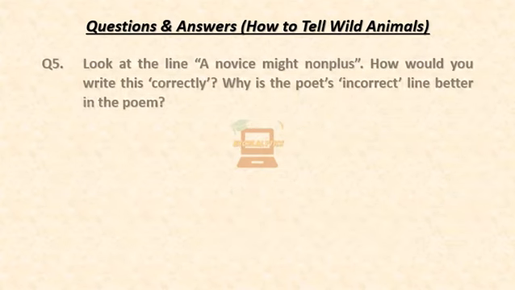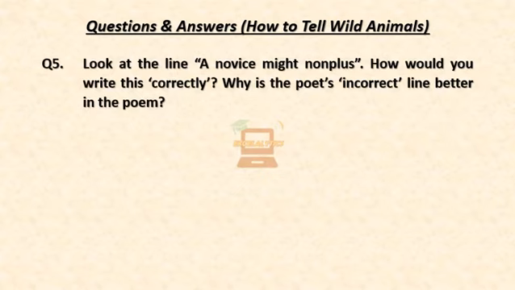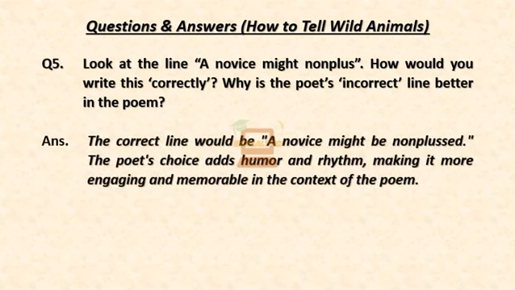Question 5. Look at the line a novice might nonplus. How would you write this correctly? Why is the poet's incorrect line better in the poem? Answer. The correct line would be a novice might be nonplussed. The poet's choice adds humor and rhythm, making it more engaging and memorable in the context of the poem.